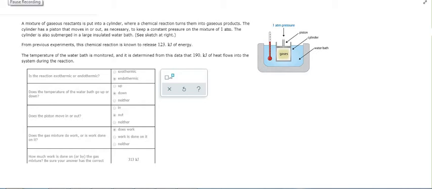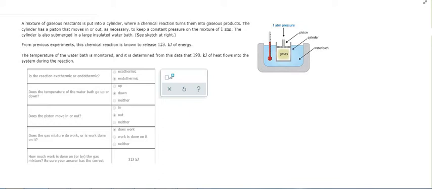Okay, here's a pretty good problem from Alex that I think is good to talk about here. A mixture of gaseous reactants is put into a cylinder where a chemical reaction turns them into gaseous products. The cylinder has a piston that moves in or out as necessary to keep a constant pressure on the mixture of 1 atmosphere. The cylinder is also submerged in a large insulated water bath.